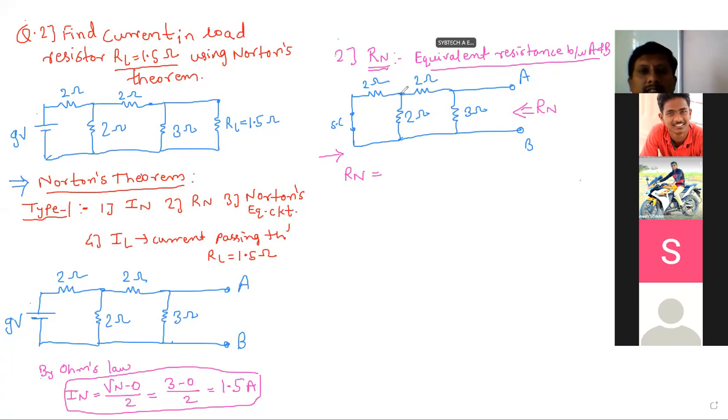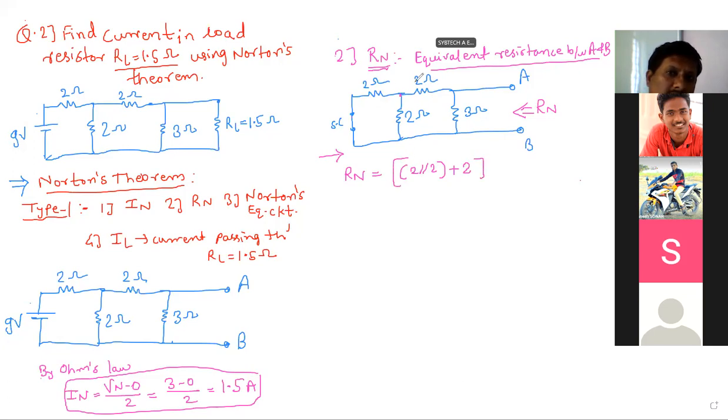Parallel. Yes. So these two are connected in parallel, so I will write 2 parallel 2 in one bracket. Next, that parallel combination is connected with these 2 ohm, series or parallel? Series. Yes, very good. So that is in series, so I will take it in one bracket.